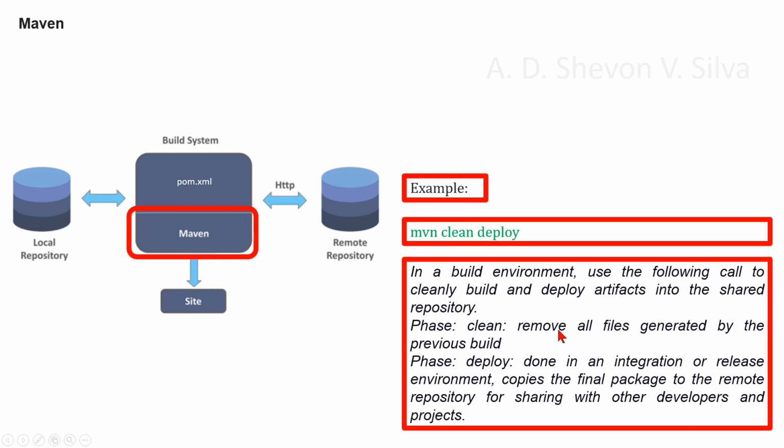As an example, we can consider this one, Maven clean deploy. In a build environment, use the following command to cleanly build and deploy artifact into the shared repository. Here, the phase clean removes all files generated by the previous build, and the phase deploy, done in an integration or release environment, copies the final package to the remote repository for sharing with other developers and projects.